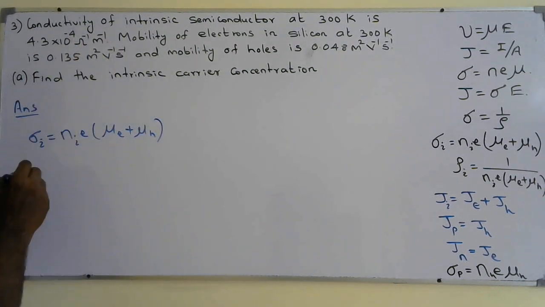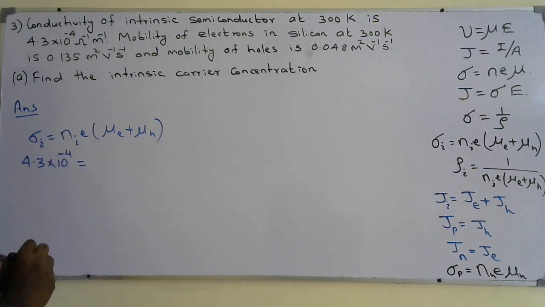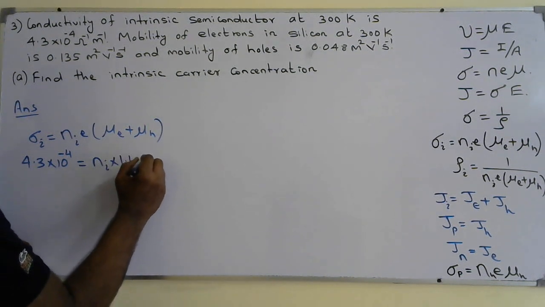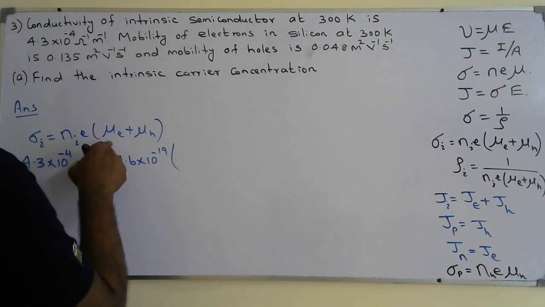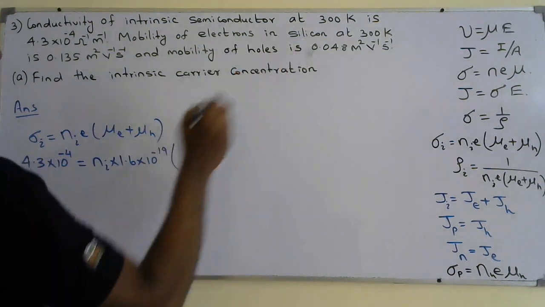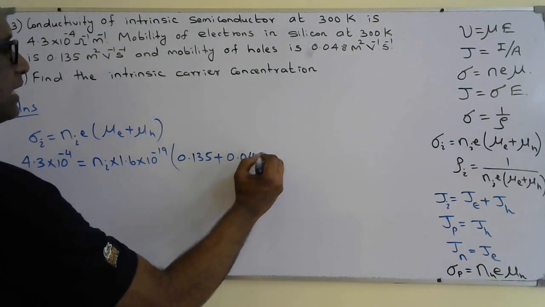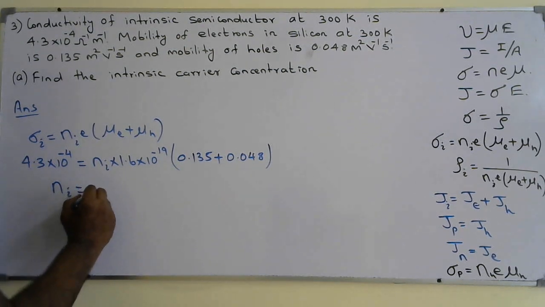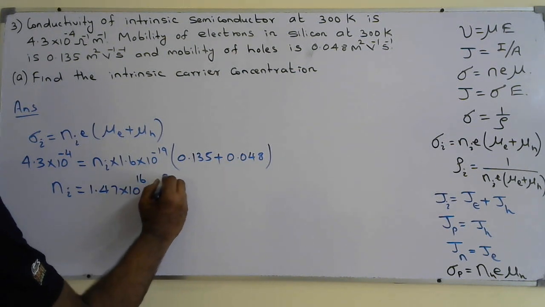So sigma I is given as conductivity 4.3 times 10 to the power minus 4, equal to Ni, that is the unknown we need to find, times 1.6 times 10 to the power minus 19, the charge of the charge carrier. Mu E, mobility of electrons, is given as 0.135, and the mobility of holes is 0.048. Okay, solve it and find Ni. You will get the answer 1.47 times 10 to the power 16 per meter cube.